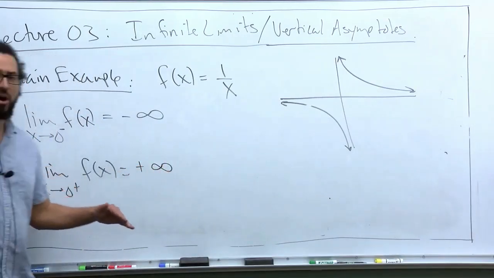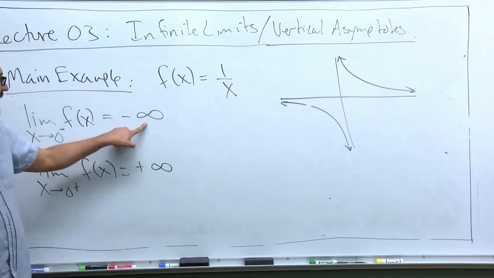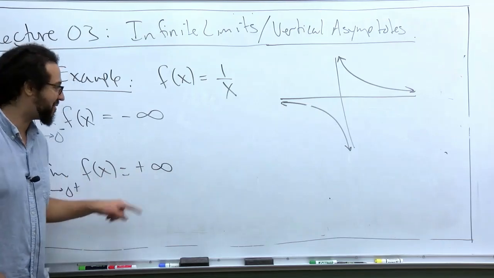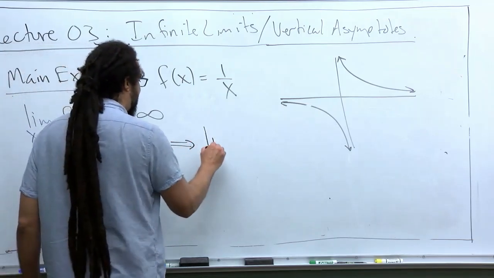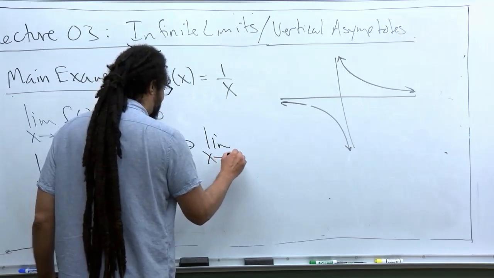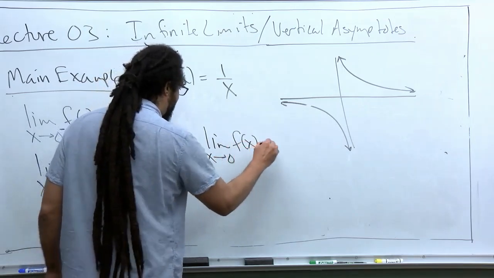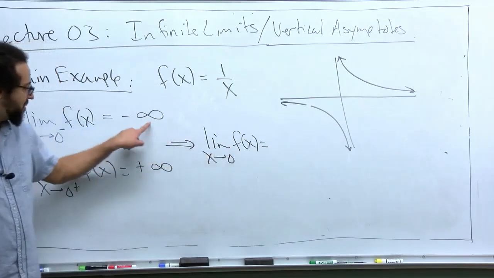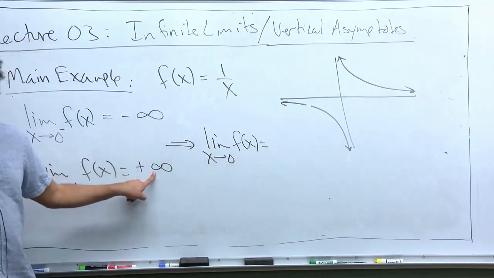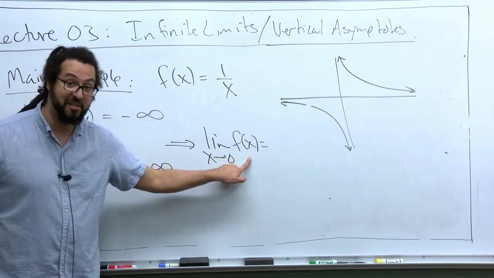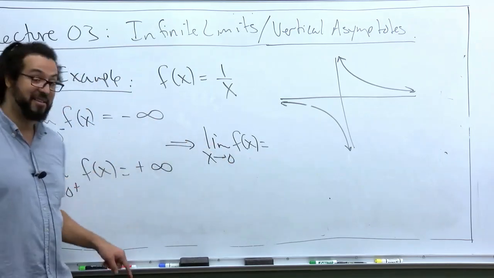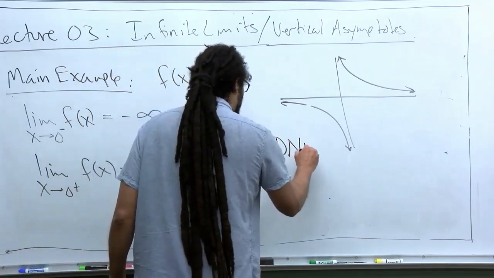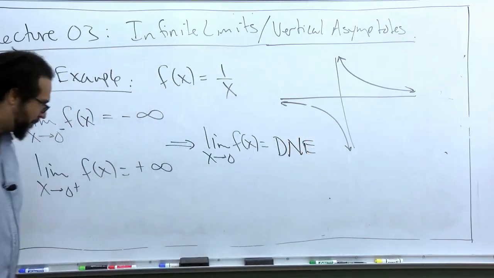Now, according to our convention, the left-hand limit is negative infinity, the right-hand limit is positive infinity, therefore the two-sided limit as x approaches 0, what is that going to be? Well, it does not exist. This thing is different than this thing. And remember, in order for the two-sided limit to exist, both of these must be the same, even in the infinite case. So here we will write, this thing does not exist.